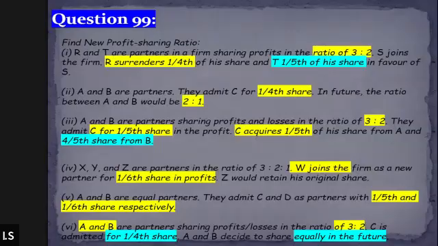Just a minute. Let me check. Yes, sir. C share was how much? 1/4, na? Yeah, okay. So that will be. Yeah, I think your answer is right.